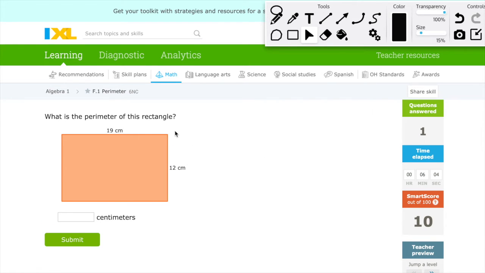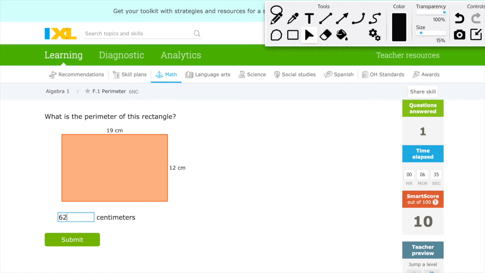Perimeter of this rectangle. Well, if you remember, a rectangle, like a parallelogram, has this side and the opposite one the same, so this is also 12. This side and the opposite are the same, so that's also going to be 19. Just like the last one, we're going to add all four of those together. 19 plus 12 plus 19 plus 12 is 62. So you don't want to forget those sides that they don't tell you right off the bat.